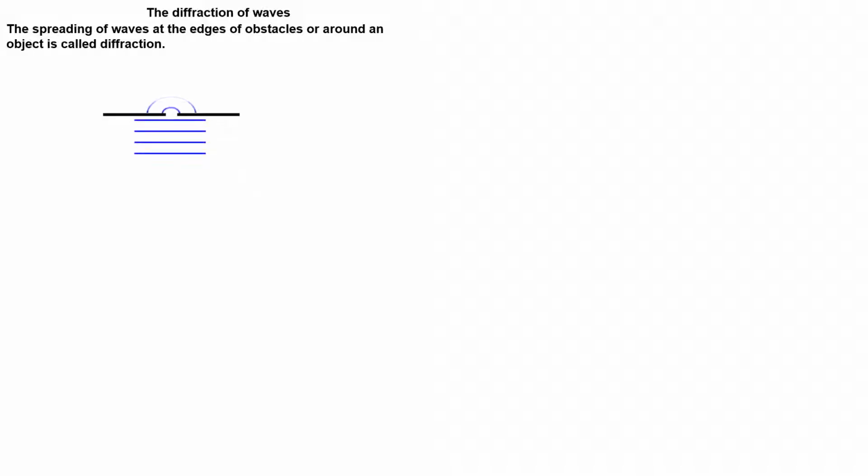The diffraction of waves. The spreading of waves at the edges of obstacles or around an object is called diffraction. Since there is no change in speed of the waves, the wavelength remains the same after diffraction.